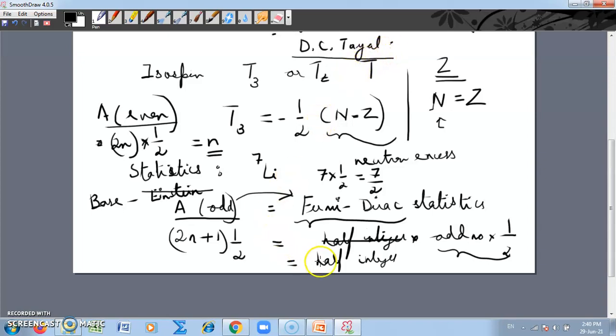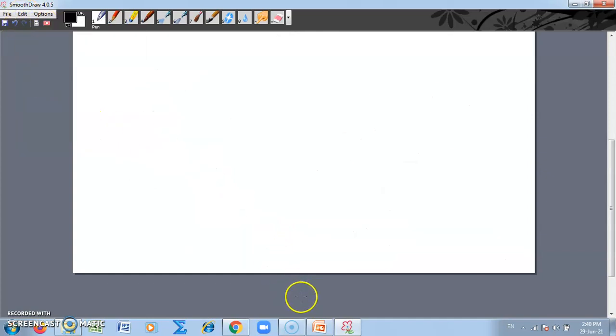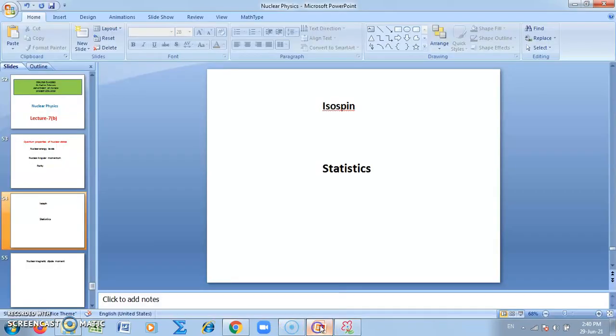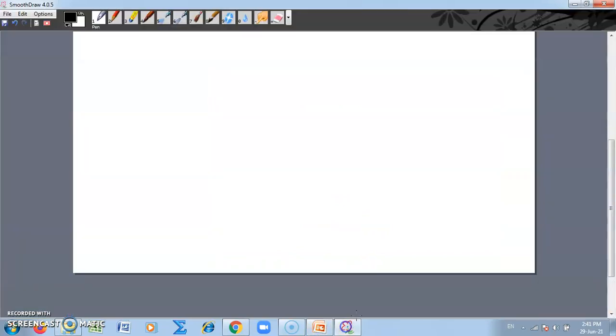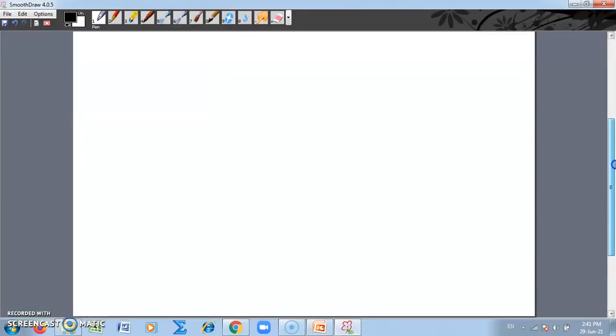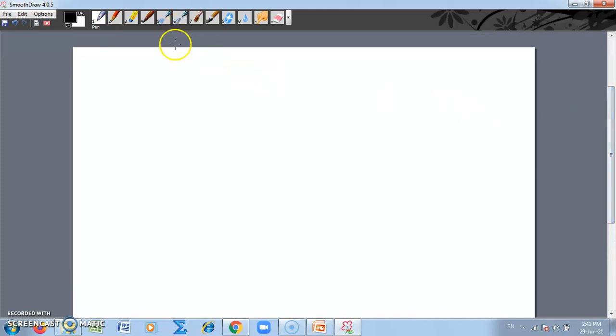So this is all about the quantum properties of the nucleus. Now we move on to something else, that is the nuclear magnetic dipole moment. Now what is this? For this we look at the nucleus. We will talk about the nuclear magnetic dipole moment.